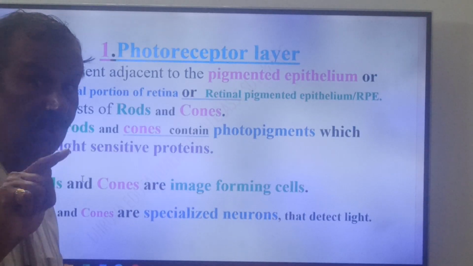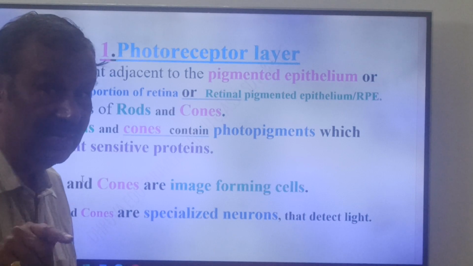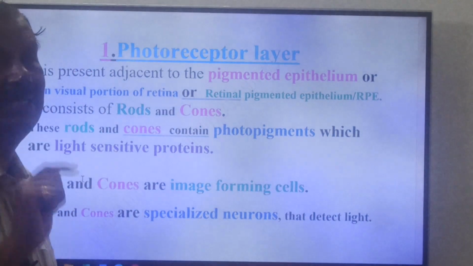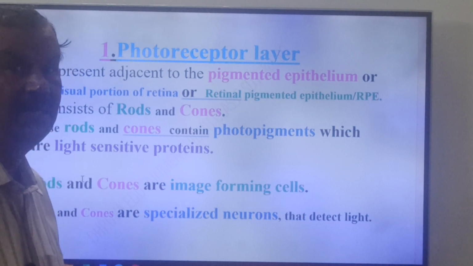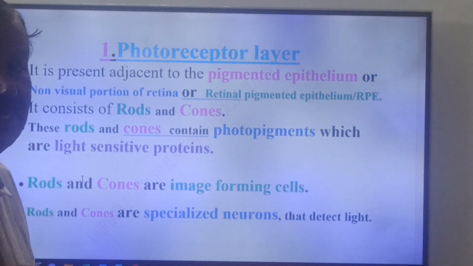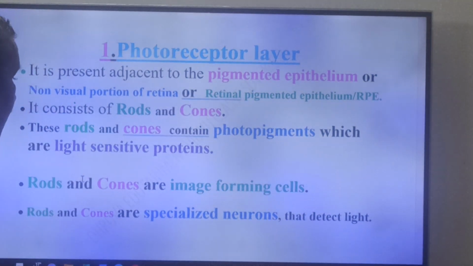Rods and cones have photopigments. Photo means light, friends. These photopigments are light sensitive proteins. Now, these rods and cones are image forming cells. Rods and cones are what, friends? Image forming cells. Next, rods and cones are specialized neurons that detect light.